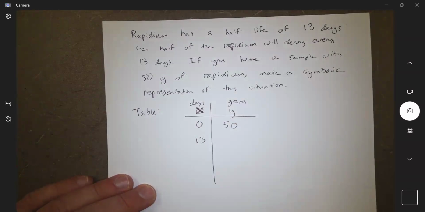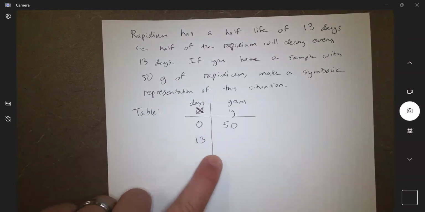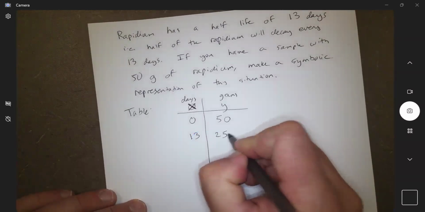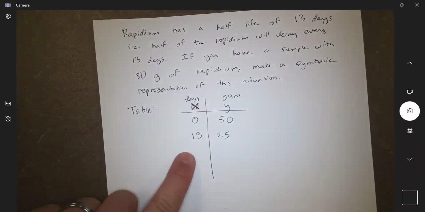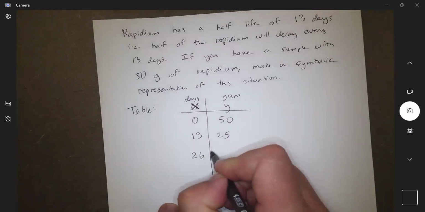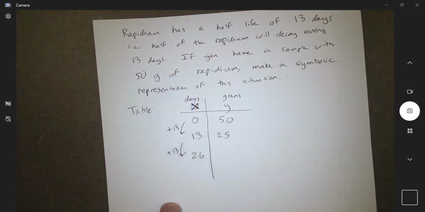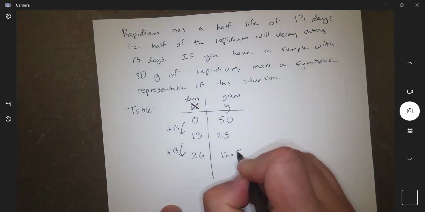Half-life is going to be decay. So after 13 days, I've lost half of it. So how much is left? 25. What's the next X value I should put in? 26, because that's another 13 days. Notice the half-life is now adding 13 each time instead of adding 1. And then I'll have 12.5 grams left.